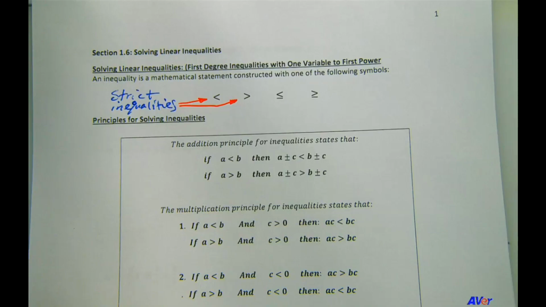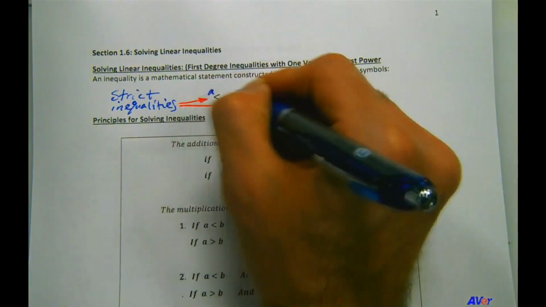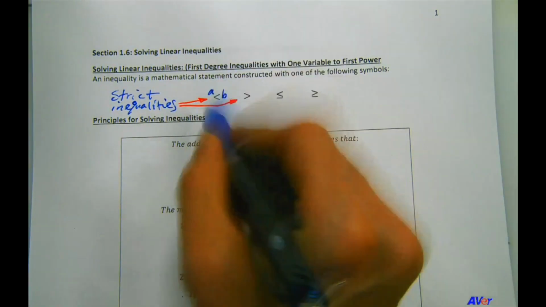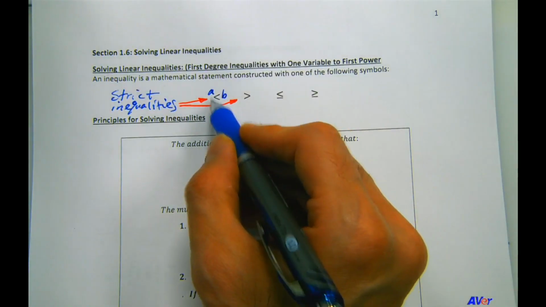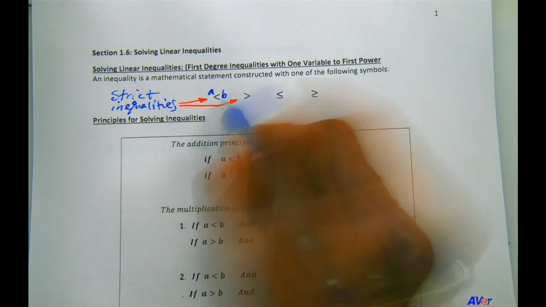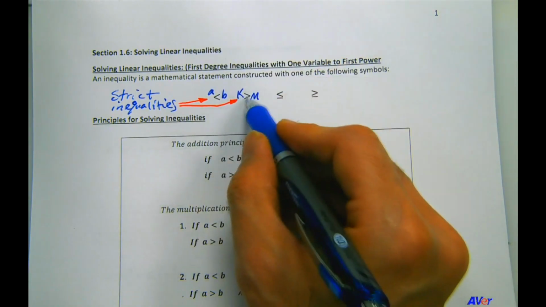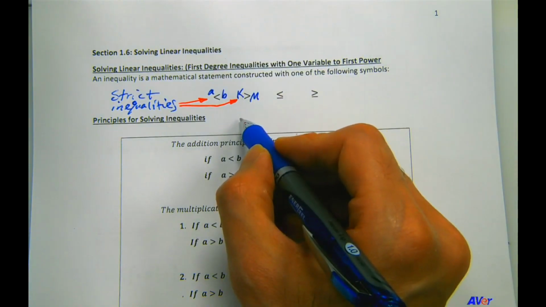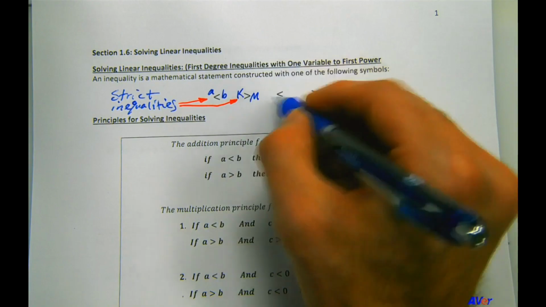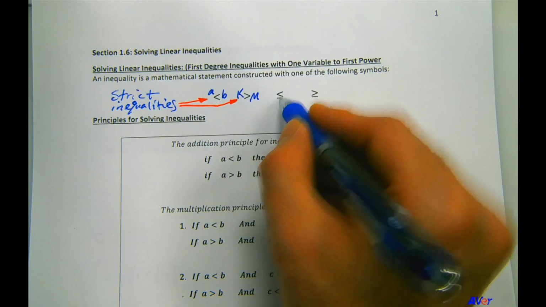So for example, if I write A on this side and B on this side, A less than B, that means A is always less than B. It can never be equal to B. And if I write K greater than M, that means K is always greater than M, and it can never be equal to it.